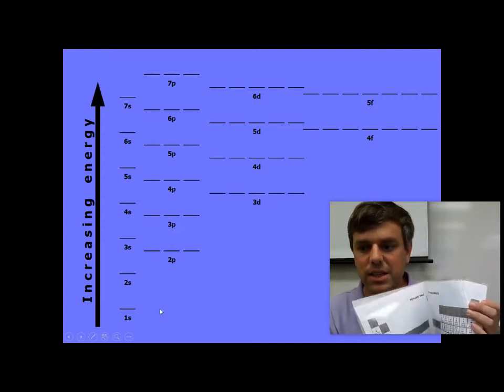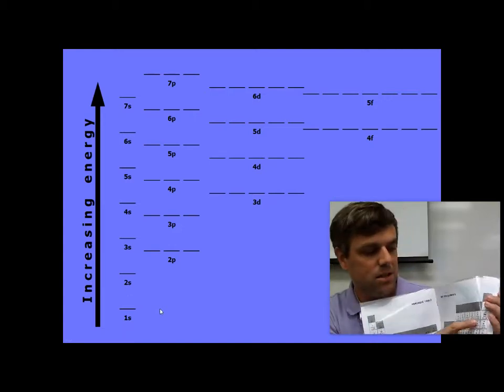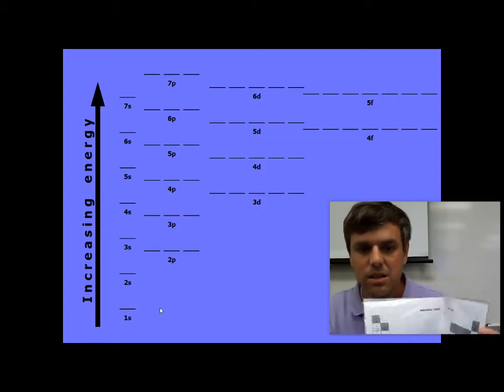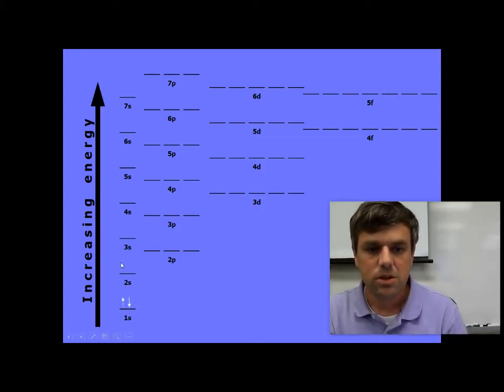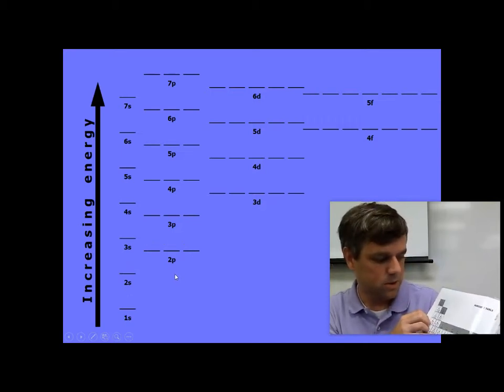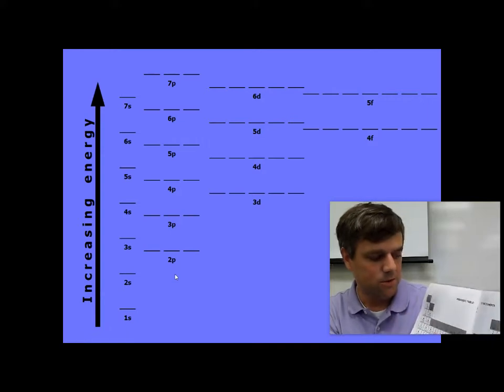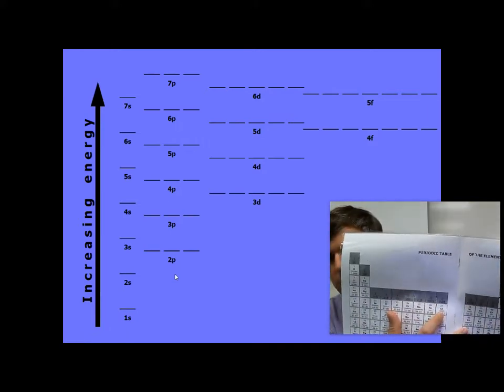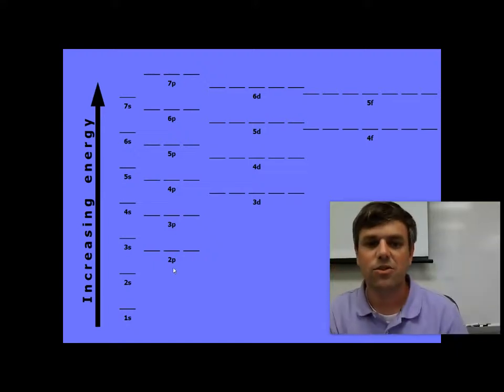If we did something like fluorine, which has 9, you go 1, 2, 3, 4, 5, 6, 7, and then we start pairing up again, 8, 9. So that's an orbital diagram for fluorine. Let's make things a little more interesting. Let's say we wanted to do an orbital diagram for cobalt, which is element number 27.